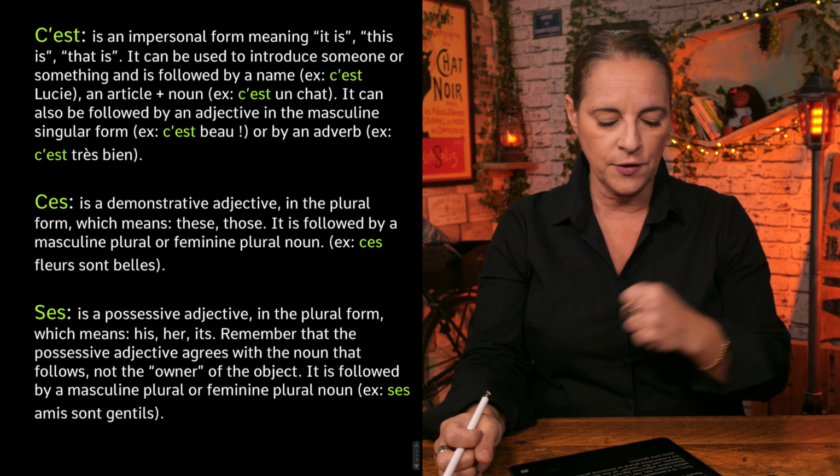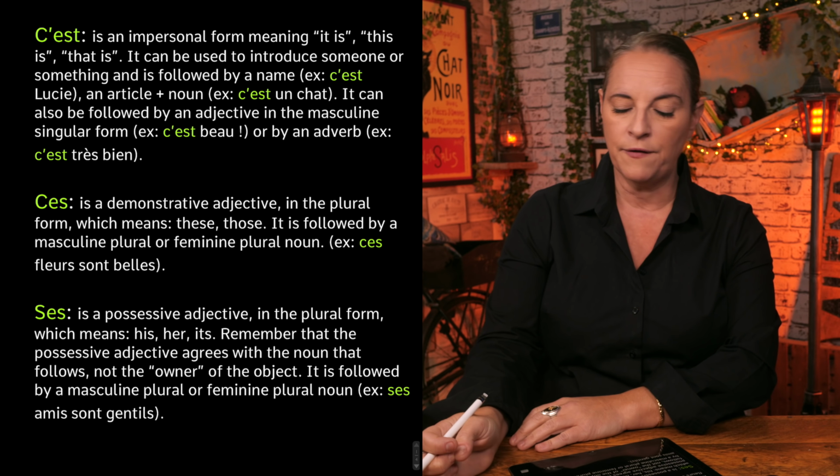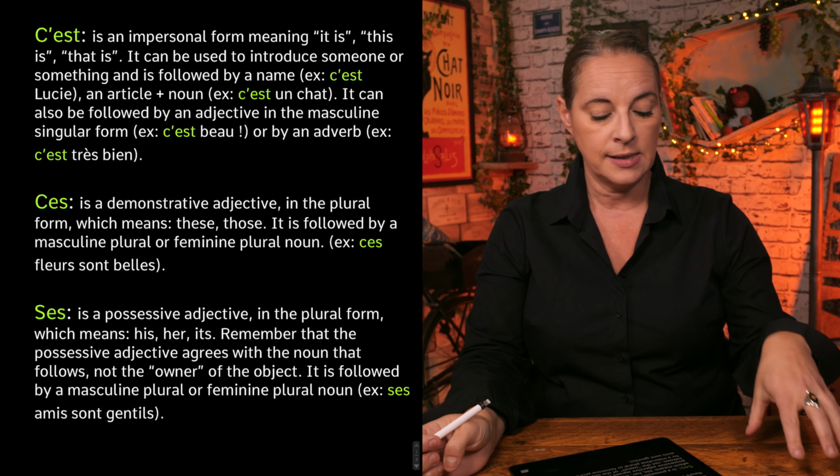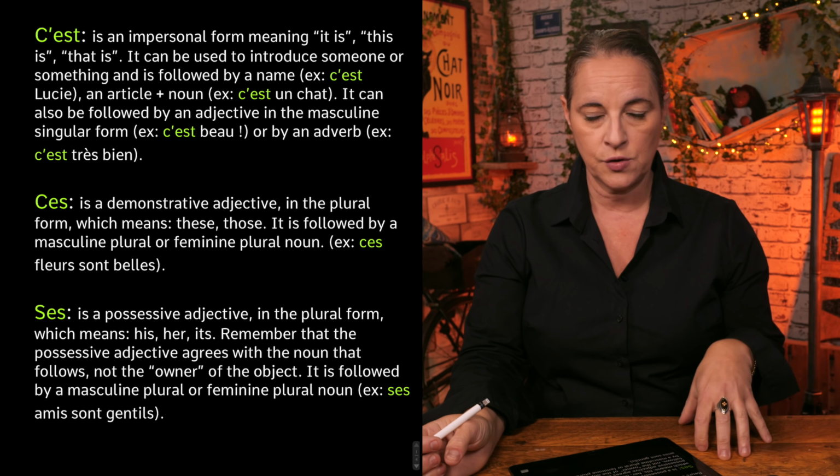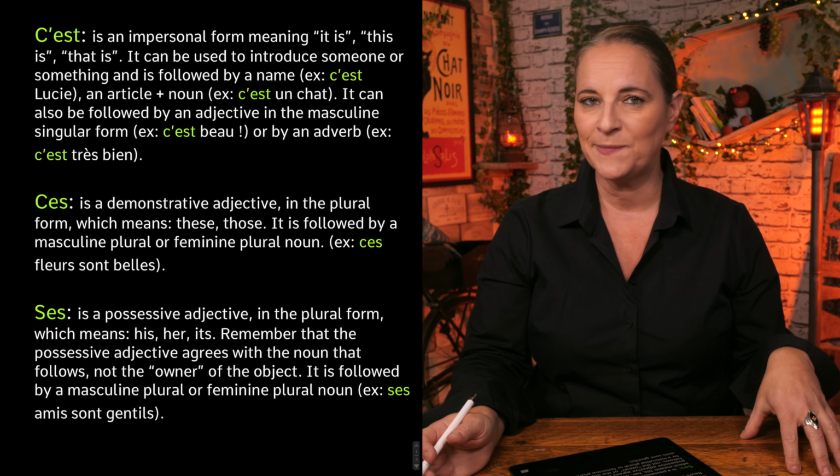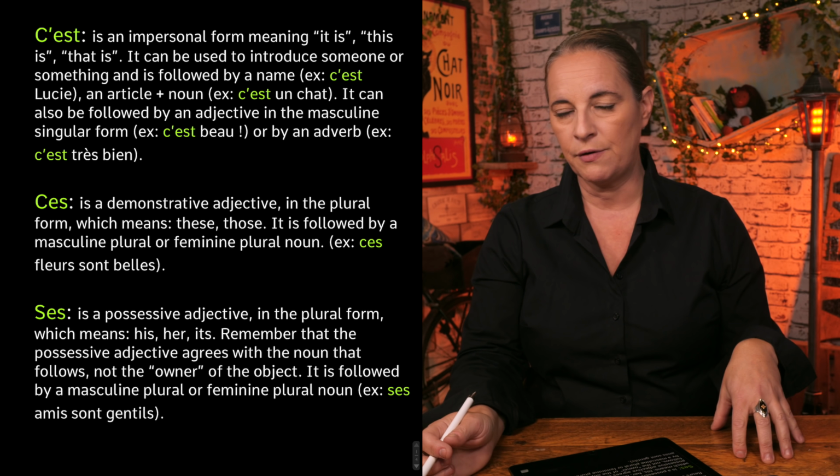So it is followed by a masculine plural or a feminine plural noun, like I've said. Ces fleurs sont belles. These flowers are pretty. So we've got two c'est here. C'est, C apostrophe E-S-T, meaning it is. C'est as a demonstrative adjective, meaning these or those, plural form.